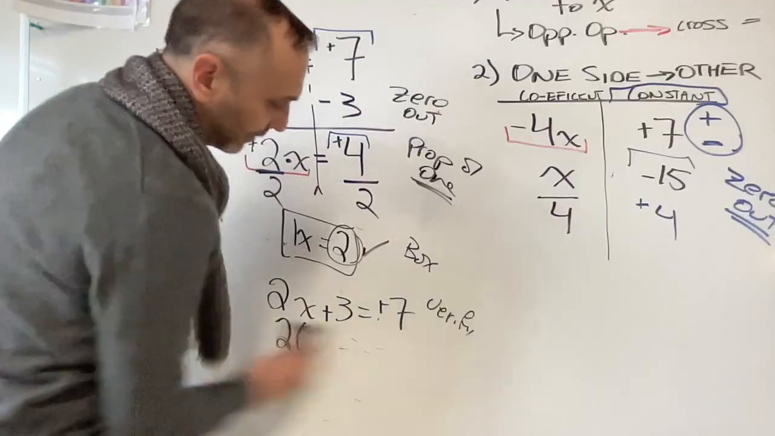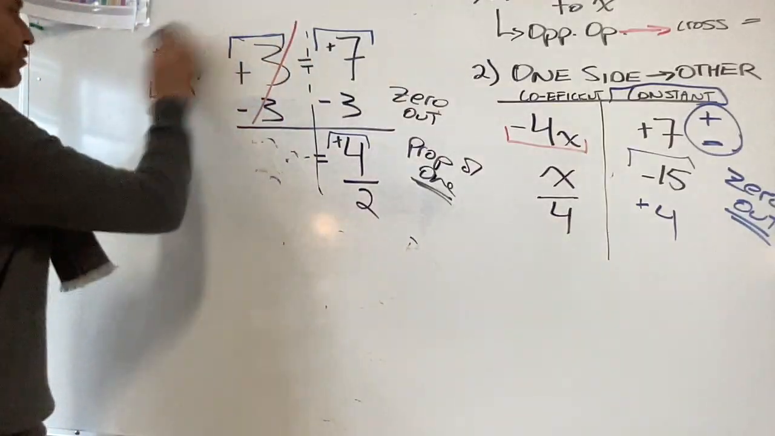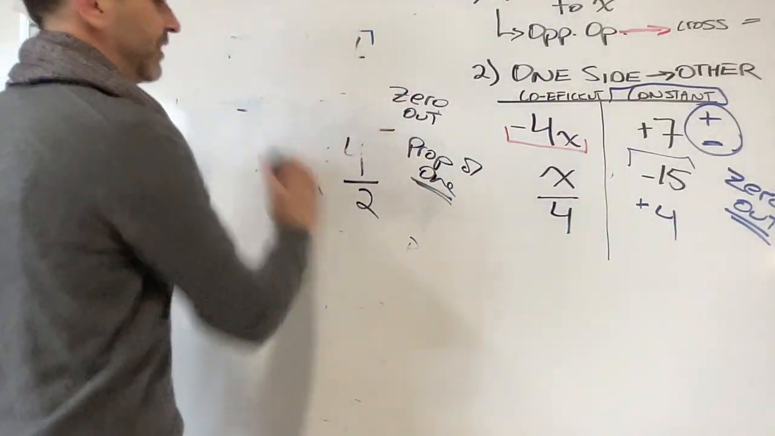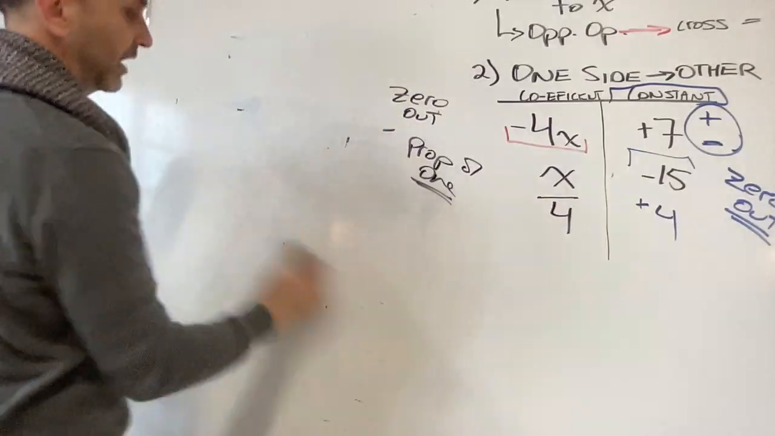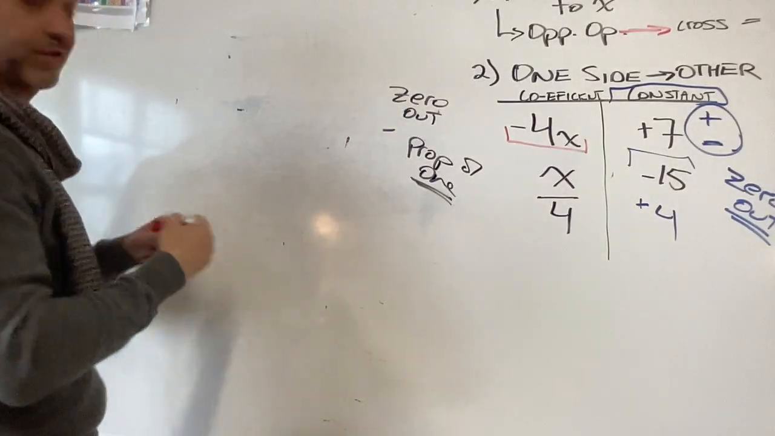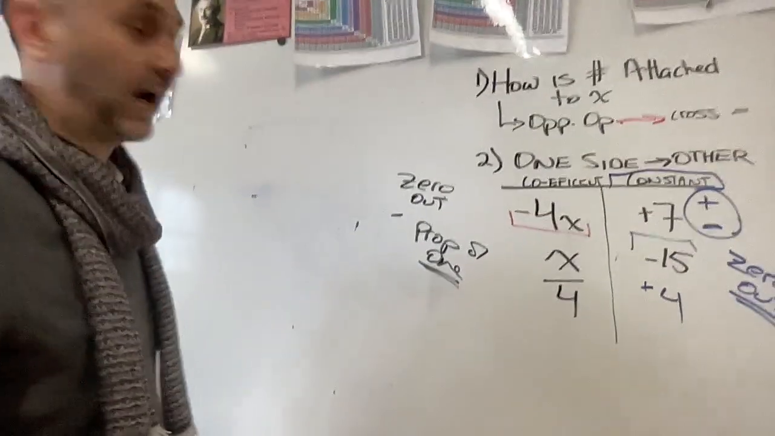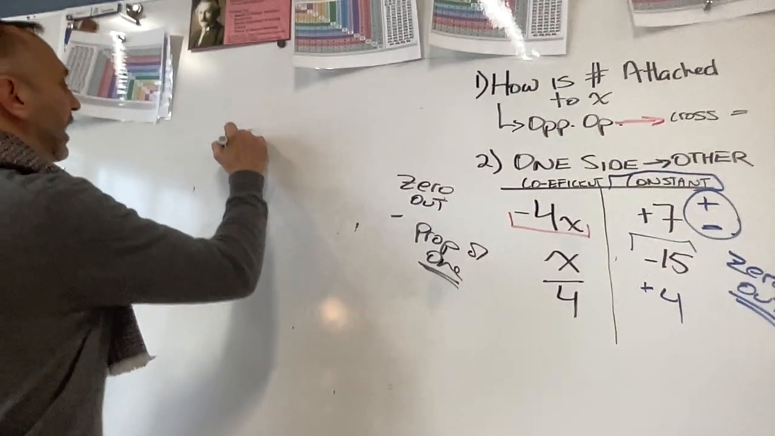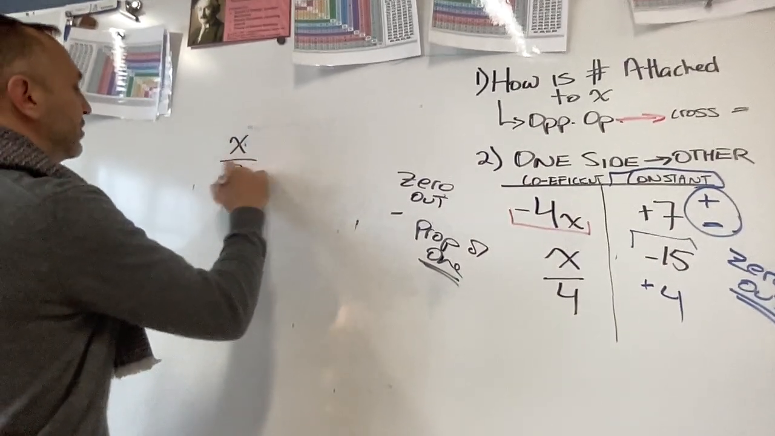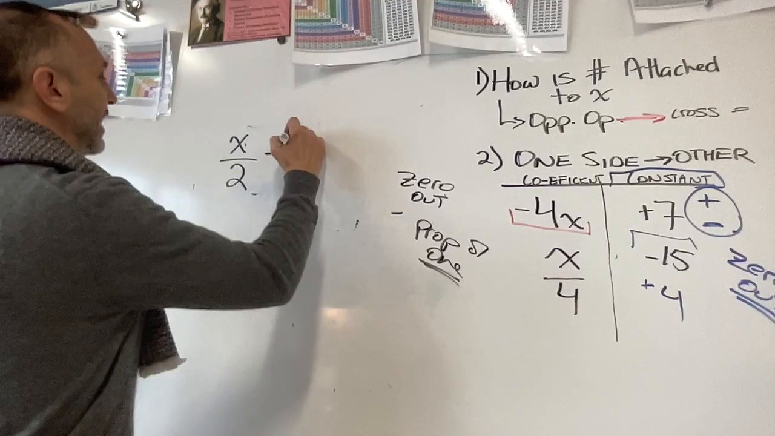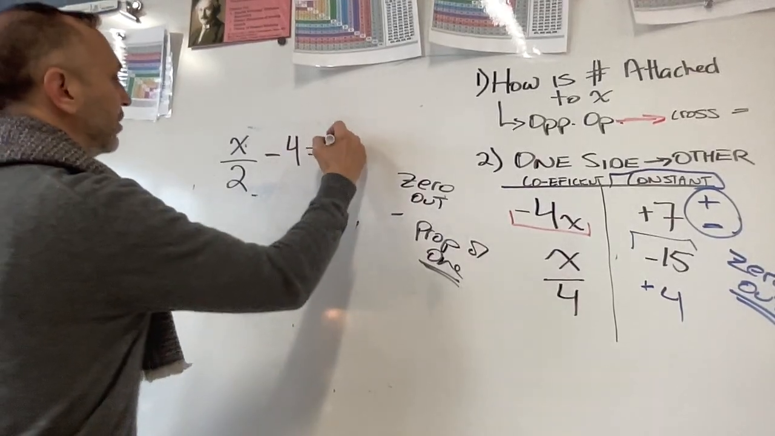I'm going to do one other problem, and I'm going to show you the hardest grade 7 problem that you're going to see that I can mark you on. I'm just going to leave this out, okay, because the whole thing is going to work the same way. All right, so this time we're going to go x divided by 2 minus 4 equals 2.